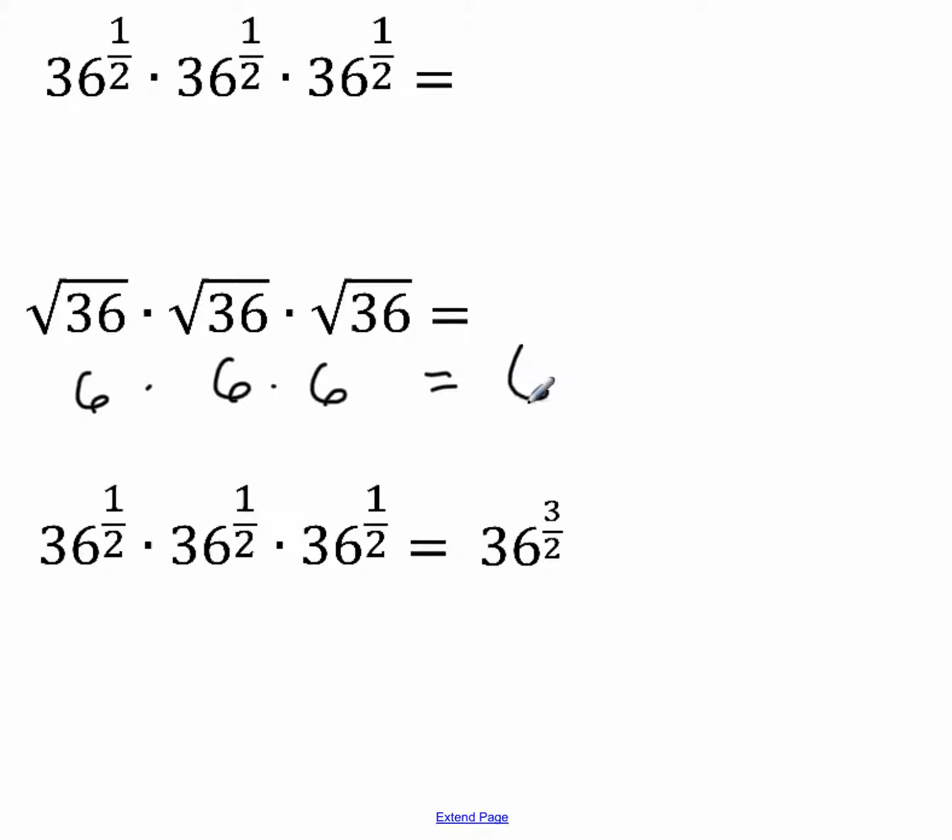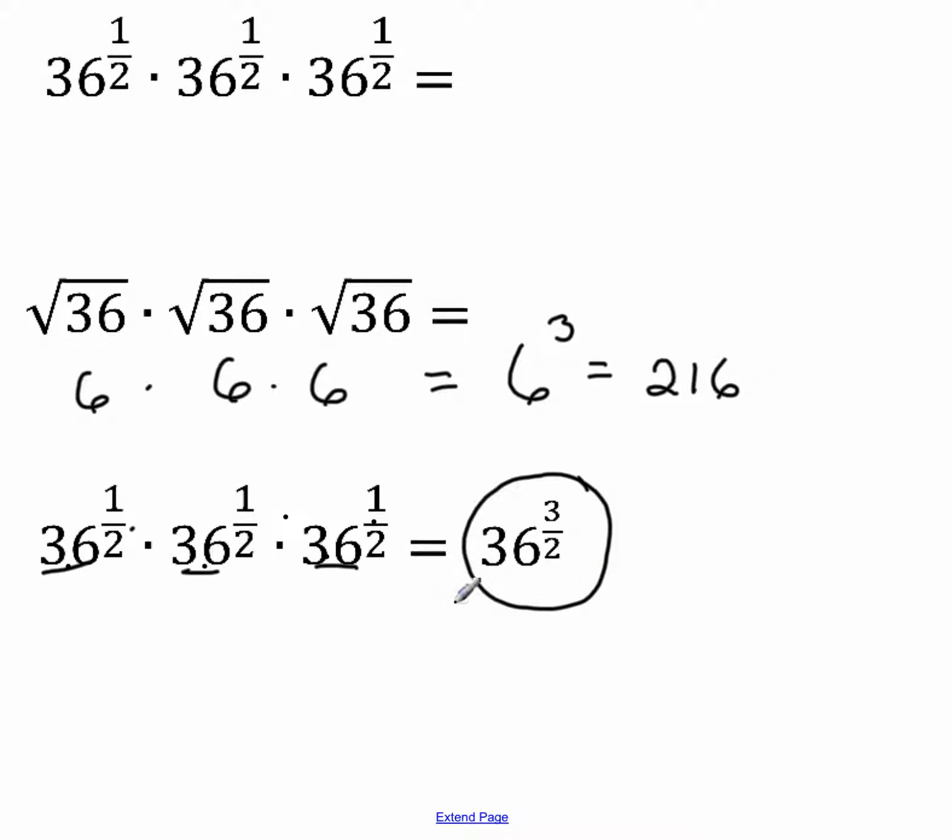Or 6 to the 3rd power, or 36 times 6, which is 216. So another way that you might see that is in this form, because remember, when you're multiplying something with the same base, you can add the exponents. So that would be 36 to the 3/2 power, because 1/2 plus 1/2 plus 1/2 is 3/2.